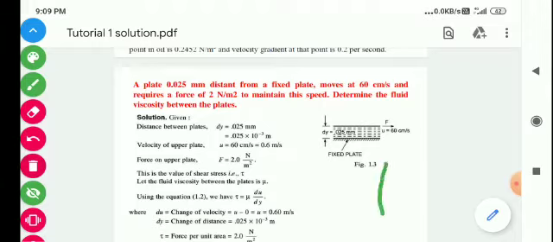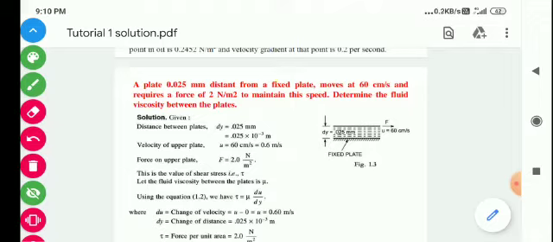viscosity. You know the formula for calculation of viscosity is tau equal to mu du by dy. Tau is shear stress, mu is viscosity, and du by dy is velocity gradient. So the distance between two plates is given, that is 0.025 mm. So convert it into SI unit. Similarly, the velocity is 60 centimeter per second. Again convert it into meter per second.